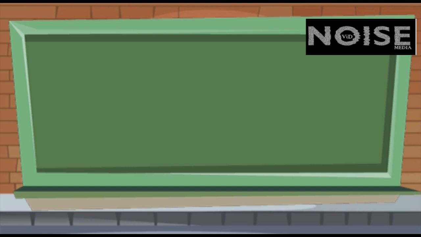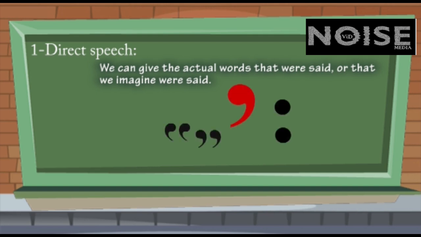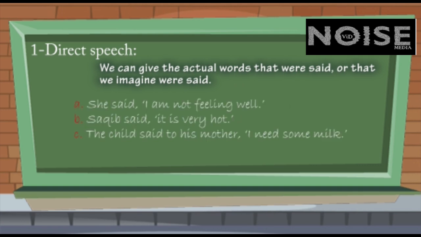There are two main ways of reporting people's words, thoughts, beliefs, etc. Number 1. Direct speech. We can give the actual words that were said or that we imagine were said. This kind of structure is called direct speech. Remarks which are repeated are placed between inverted commas and a comma or colon is placed immediately before the remark. For example, she said, "I am not feeling well."